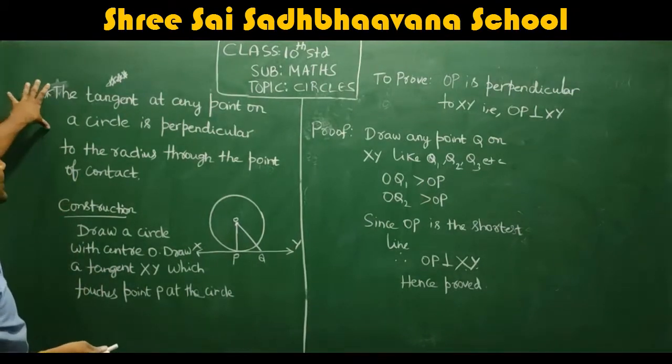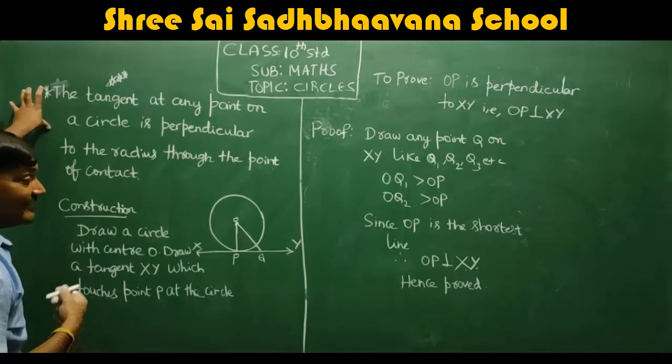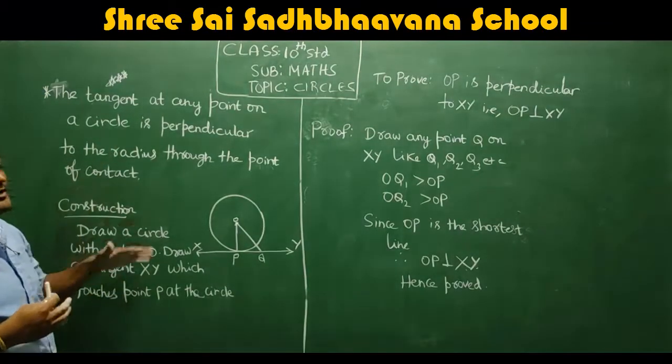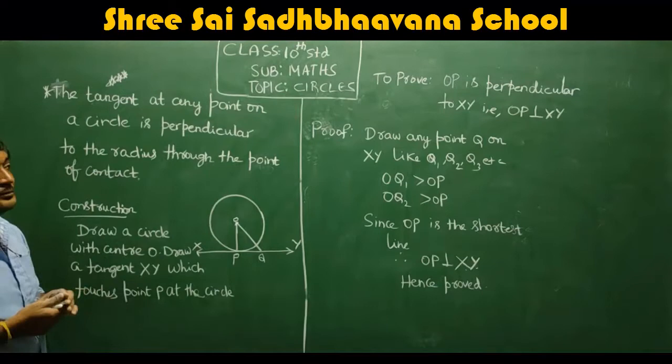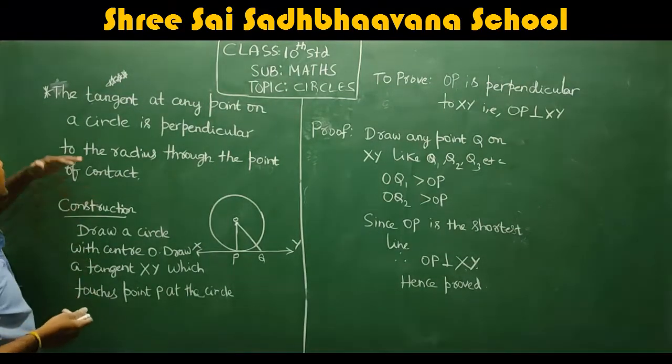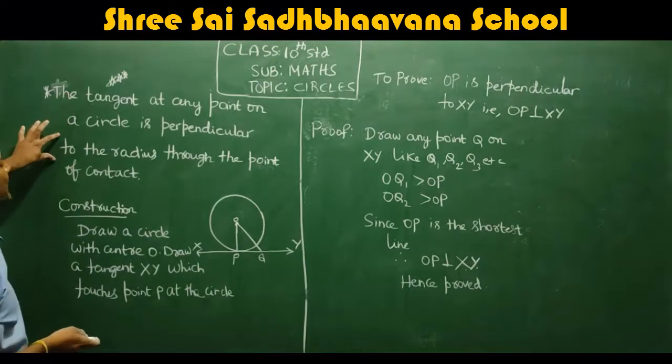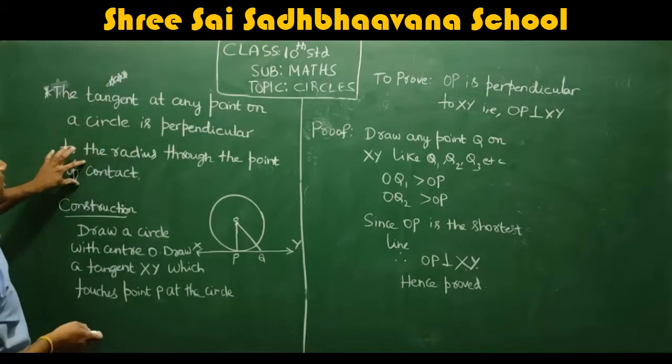First, let me go with the statement. In the exam they will give the statements, don't worry about it. You have to just prove it. So, what is the statement given? The tangent at any point on a circle is perpendicular to the radius through the point of contact.